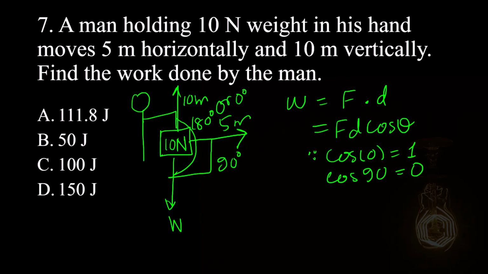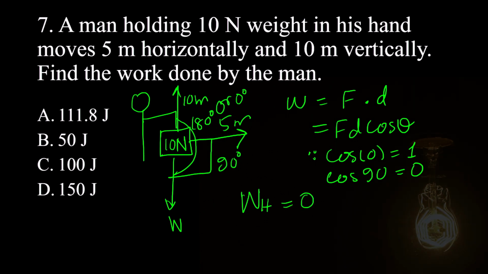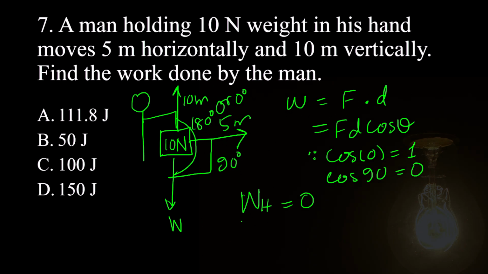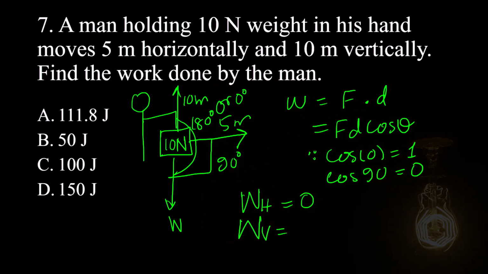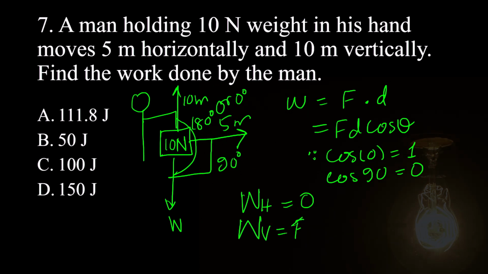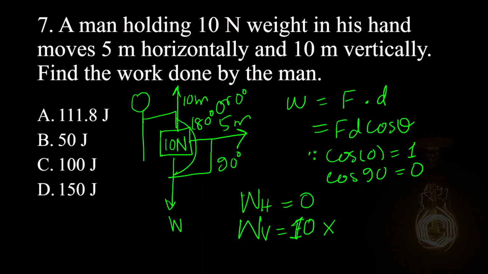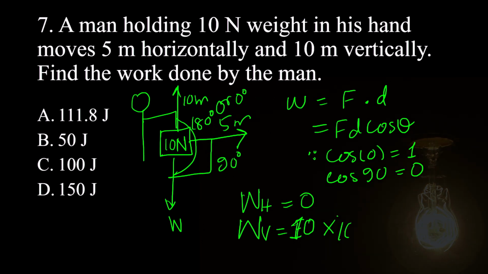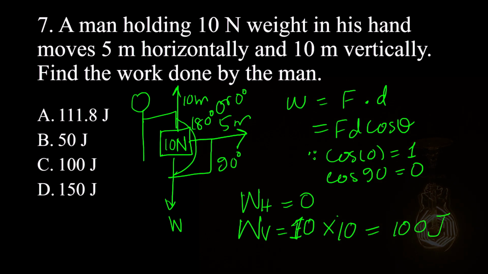So we can conclude that the horizontal component gives no work done, because there is an angle of 90 degrees. For the vertical component, when we substitute the values, the weight, which is the force, is 10, and the displacement in the vertical component is also 10 meters, and cos 0 is 1, so 10 into 10 will be 100 joules. So the correct option is C.